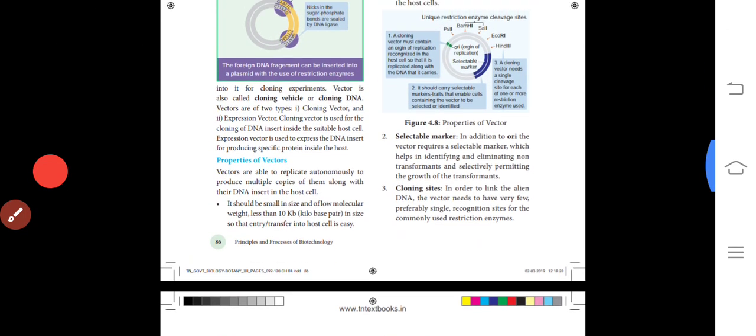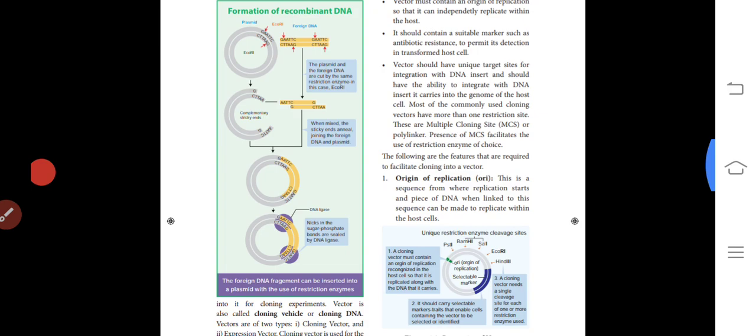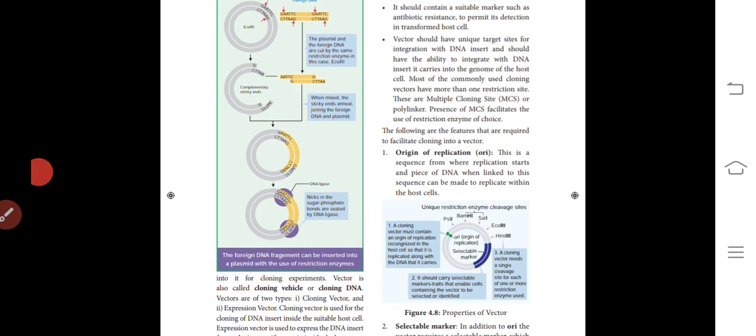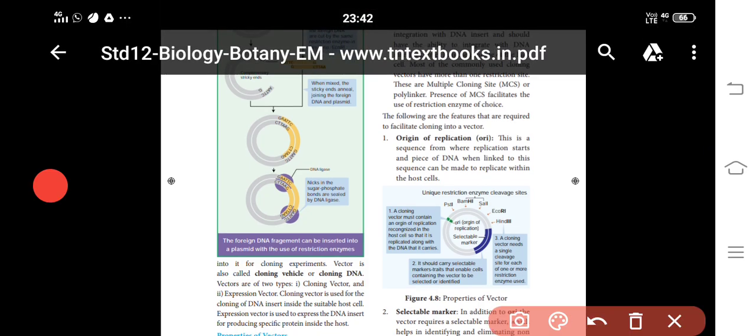Next, what are the salient features of the vectors? First one is the origin of replication. This is the sequence from where replication starts, and a piece of DNA when linked to this sequence can be made to replicate within the host cell.